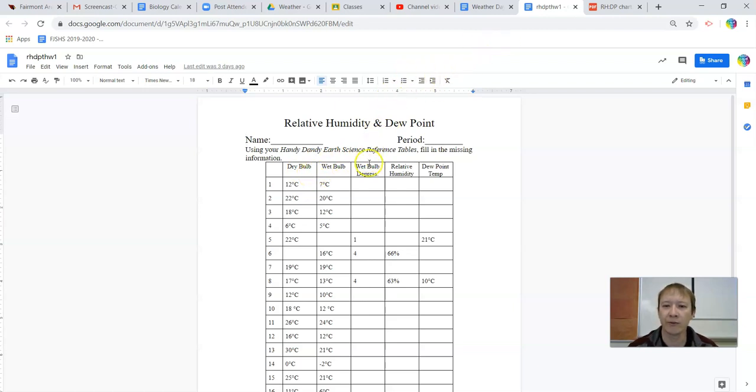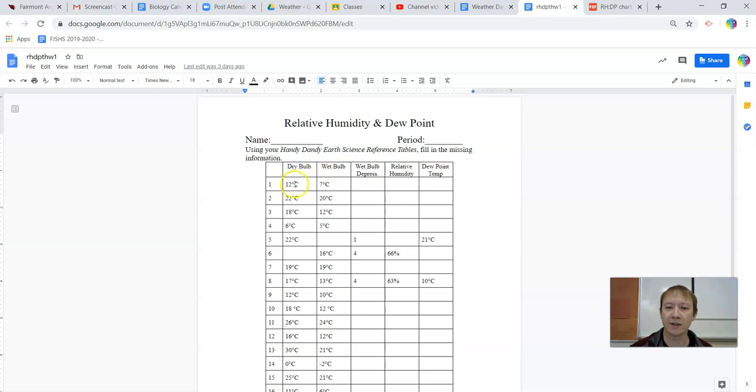Okay. So the first thing you're going to identify is what we call the wet bulb depression. The wet bulb depression is fairly simple to figure out. All I do is take the dry bulb, which is the ambient temperature or the temperature in the room, and the wet bulb. Remember, the wet bulb is in the sling psychrometer, where you spin it around, and what it does is cause evaporation that pulls heat away.